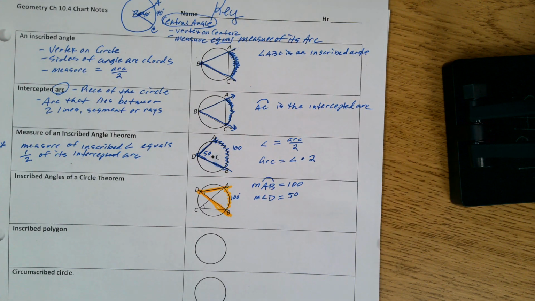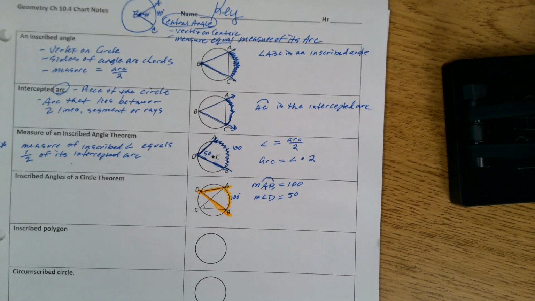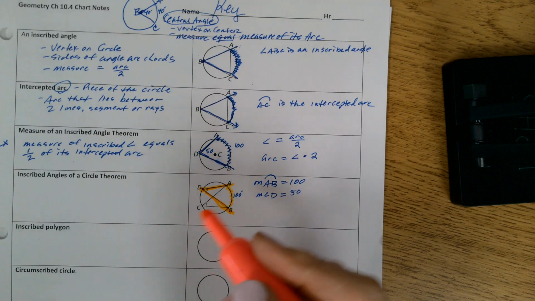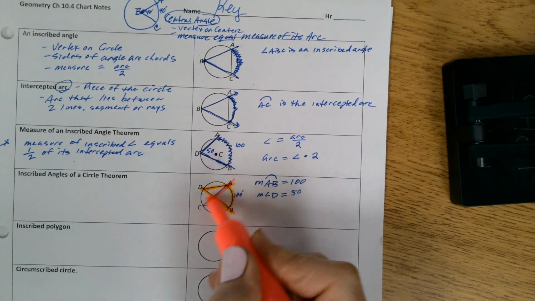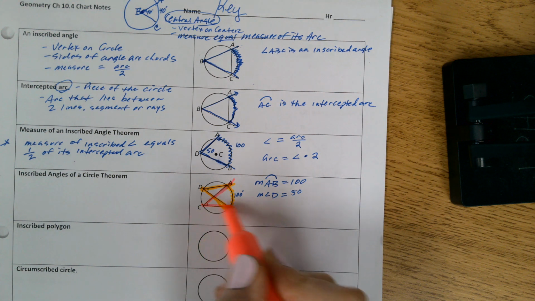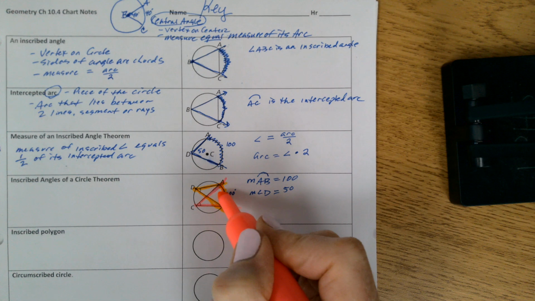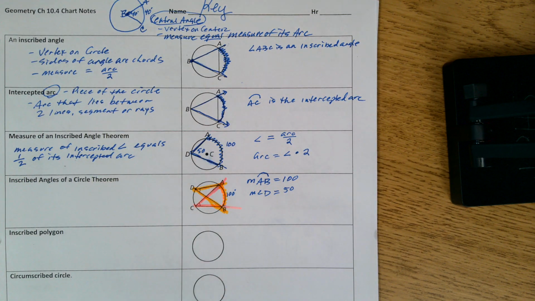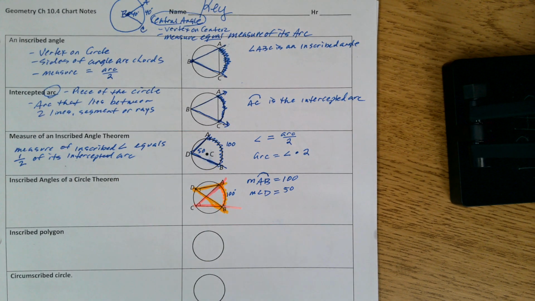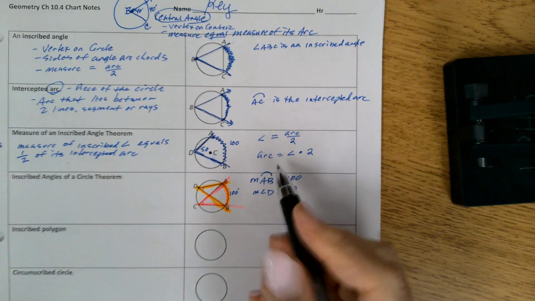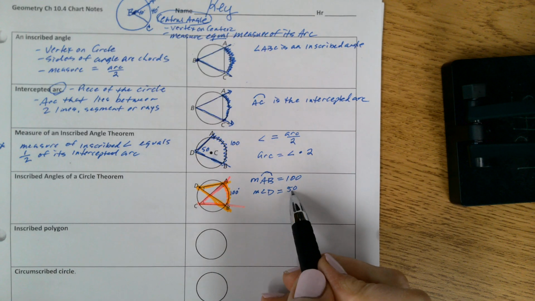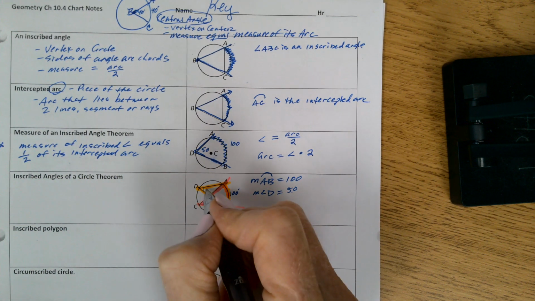Now let's look at another angle that shoots out, has the same intercepted arc. Can you all see it? In this picture, I also have this angle C here, okay? If you look, angle C has the same intercepted arc. They both have the same intercepted arc, AB. So we said angle D is 50, angle C is also 50.